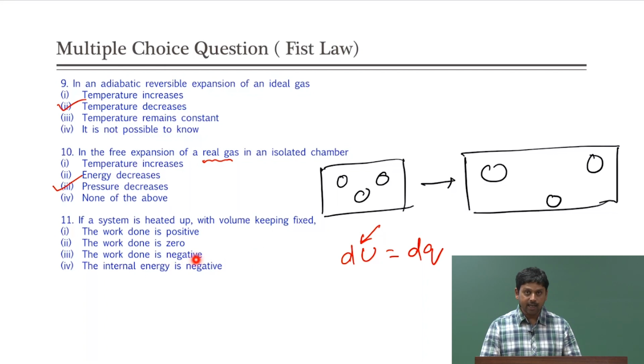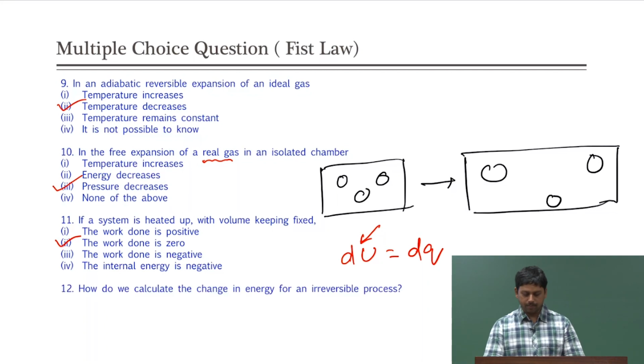"Work done is negative" is also wrong. We have already discussed that if volume is fixed, then there is no work done. The work done is 0 is the right answer, and "work done is positive" is again wrong.